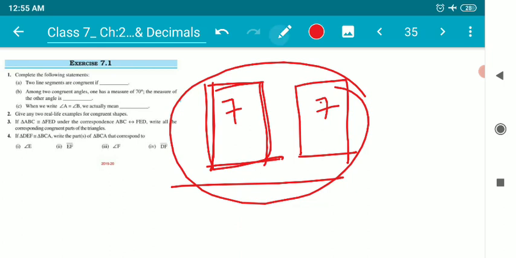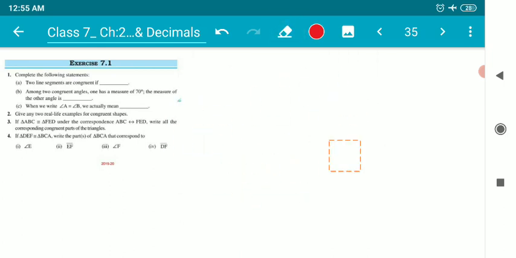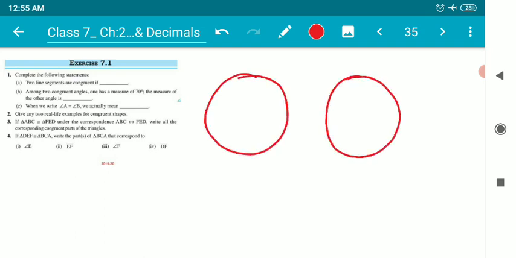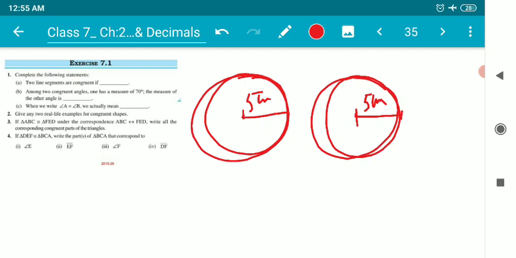All right. So congruent means absolutely similar. For example, children, I have taken two circles. Both the radii are 5 centimeter. So children, both the circles, or the cutouts of the circles, are congruent to each other. They can hide each other.